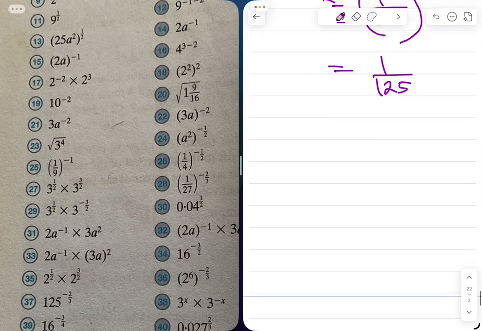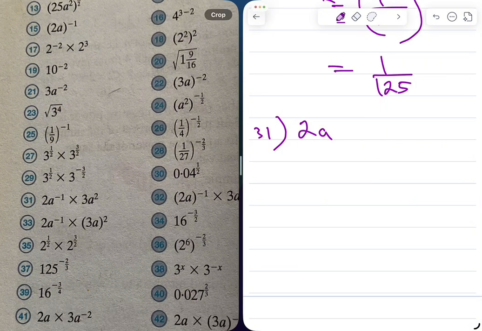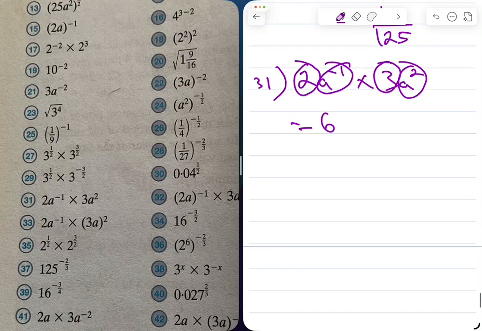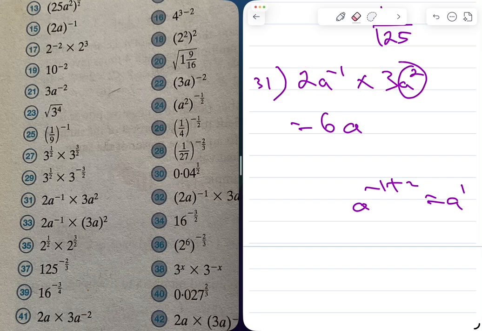Now to the next one, which is number 31. 2a raised to power minus 1 times 3a raised to power 2, times 3 raised to power 2. That's equal to 2 times 3, that's 6. a raised to power minus 1 times a raised to power 2, that's a raised to power minus 1 plus 2, which is a raised to power 1. So that's 6a raised to power 1, which is the same as 6a. Very, very simply. Now to the next, which is number 32.